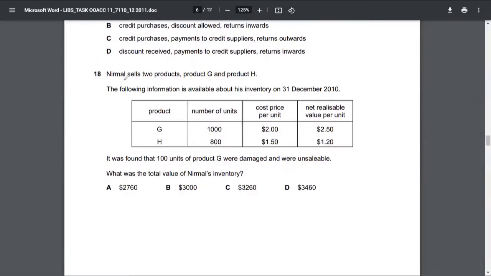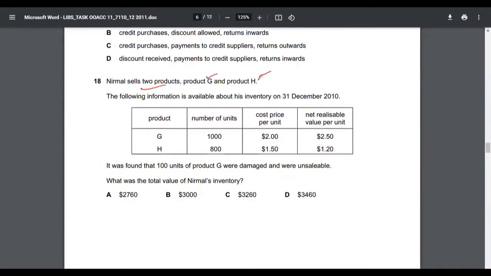Multiple choice 18. Nirmal sells two products, product G and product H. The following information is available about his inventory on 31st December 2010. For product G, we had 1,000 units, and for product H, we had 800 units. It was found that 100 units of product G were damaged and were unsellable, so we have to write this off.